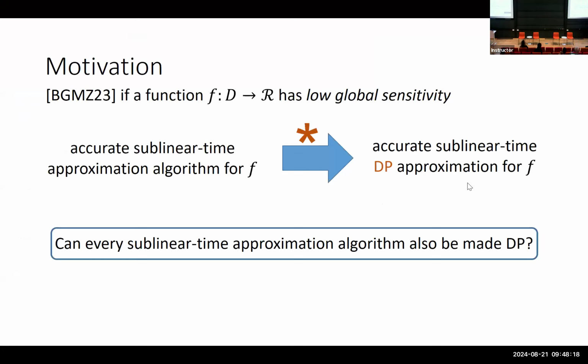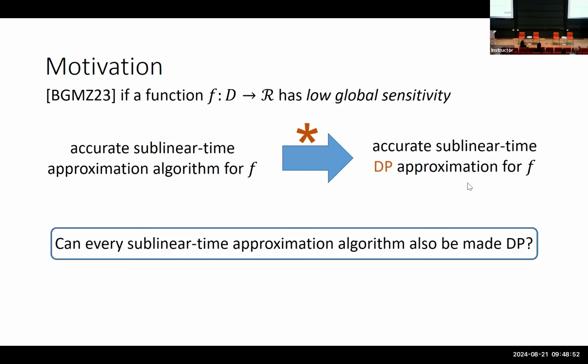Okay, so the motivation for this work was a previous paper where we showed that for any function that has low global sensitivity and for which there exists an accurate sublinear time approximation algorithm, for a certain class of sublinear time algorithms, we can make this DP through a black box transformation. Notice the big asterisk there, because it's only for a class of sublinear time algorithms.